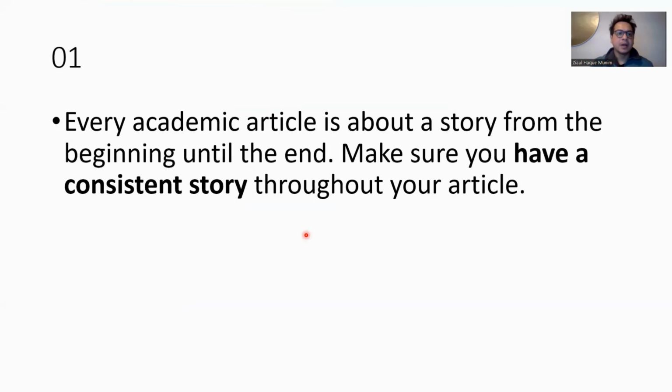First one, every academic article is about a story from beginning until the end. Think about it as a movie, if the introduction part is like the first 10 minutes of the movie, and if it's not continuing well into a story, people will be distracted, right? Same here. So make sure you have a consistent story throughout your article. Every article, one story. Don't put more than one story. If you put too many stories, people are confused. They cannot follow. Scientific writing is already difficult.